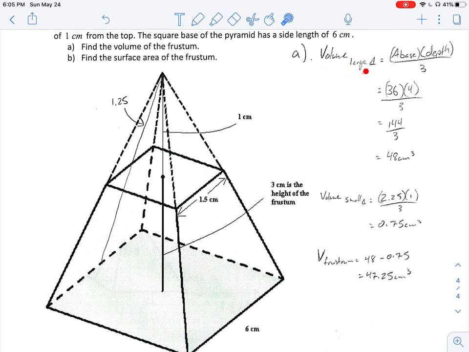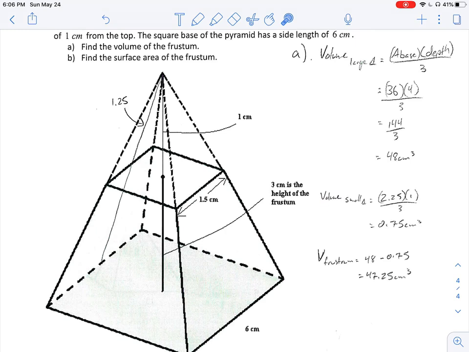So the volume of the large pyramid is area of the base times depth divided by 3. Well, the area of the base is 6 and 6. We know that. And then the depth, well, it's indicated here: 3 centimeters is the height of the frustum, and then this piece here from that point on is 1. So 1 and 3 would be 4. So 36 times 4 divided by 3 would give us 48 centimeters cubed. So this entire pyramid is 48 centimeters cubed.